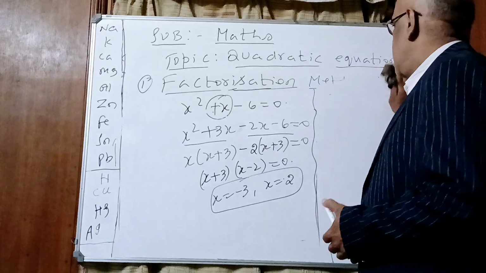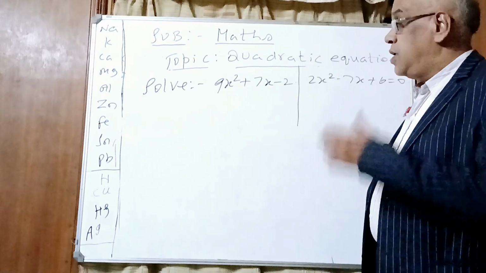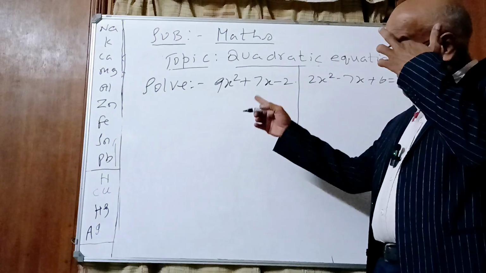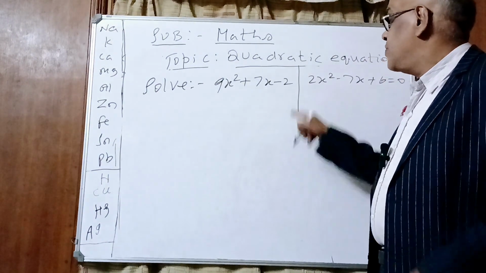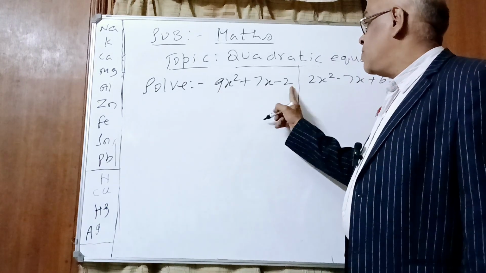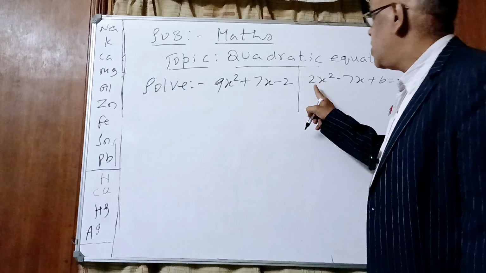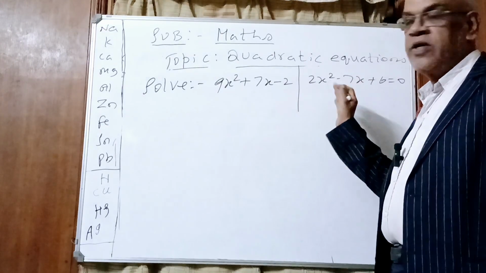Okay, children? We'll go to the next question. See, children, now solve these two quadratic equations. Now a slight change. What is this equation? 9x square plus 7x minus 2. Another equation I have taken: 2x square minus 7x plus 6. Same method, two different equations.